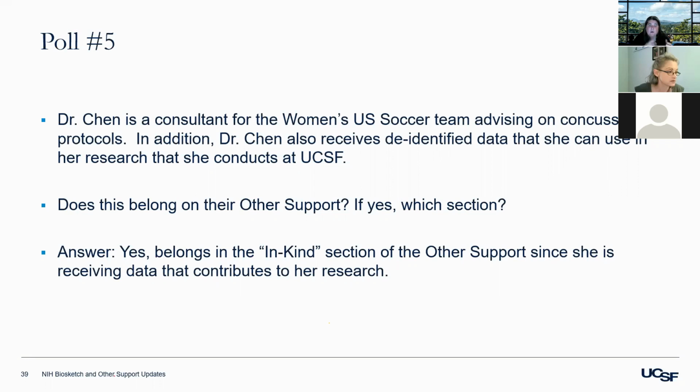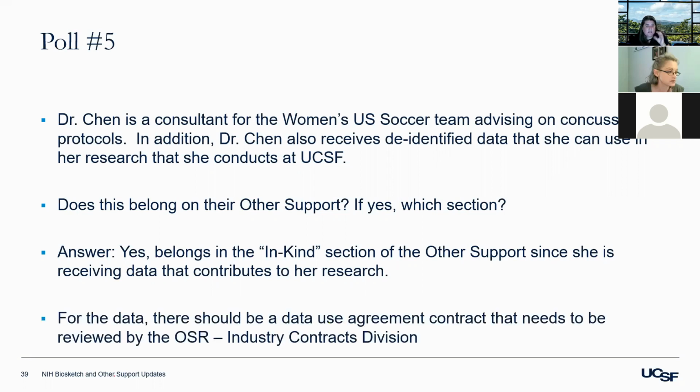If this is data that's coming through UCSF and helping with the UCSF research, then there should probably be some type of data use agreement in place, and that would need to be reviewed by the industry contracts division of OSR. If for some reason she's receiving this de-identified data and it's separate from her research at UCSF, then potentially it wouldn't be reviewed by UCSF. It would still need to go on in kind. And then that would still probably be an outside activity. And I would imagine they might have issues with that if it's similar research to what she does at UCSF. But just keep in mind, independent of it going through UCSF, if she's receiving some type of material, data, anything that helps with research, then yes, it needs to go on the other support, whether it goes through UCSF or not.